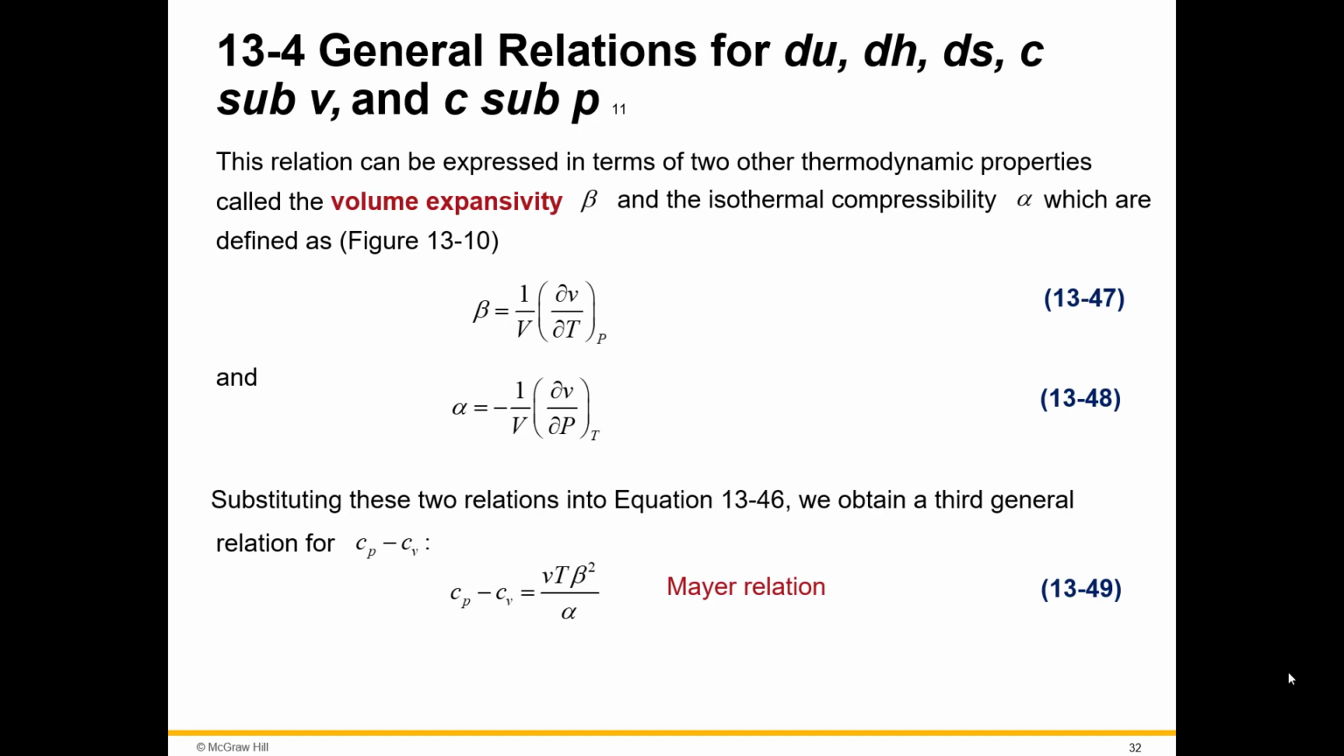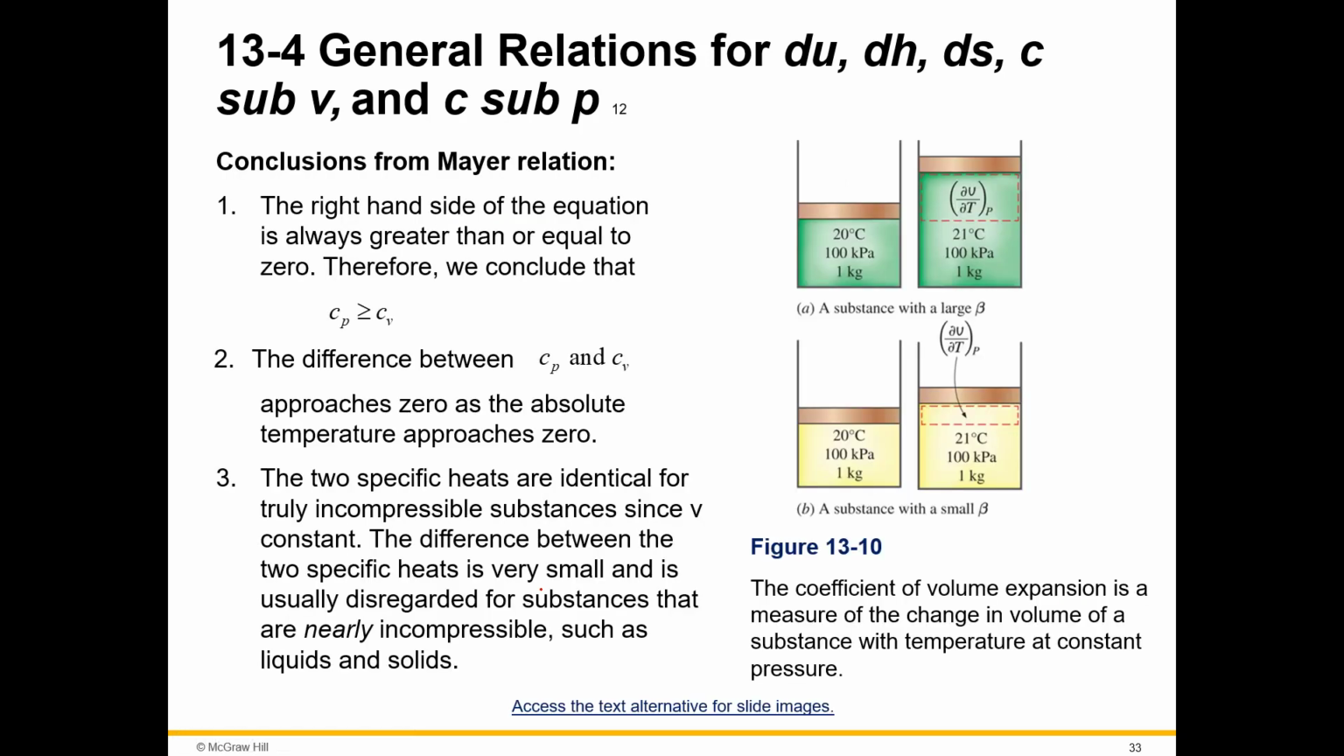So when we're talking about volume expansivity and the isothermal compressibility, which is alpha, you can integrate both of those or substitute them both in, and then you get this Mayer relation. And you should have been seeing this. So this is just how we're getting what we have been using.